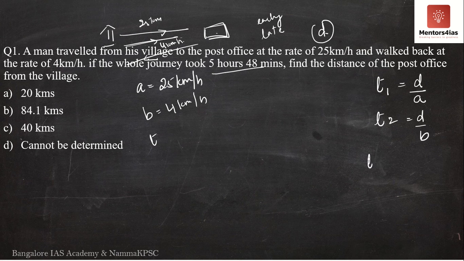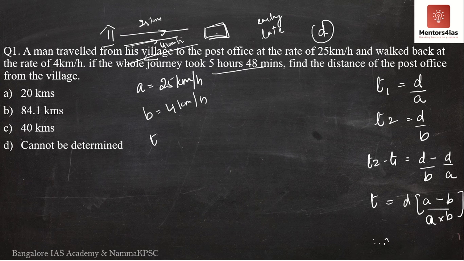Then I said T2 minus T1 is equal to D by B minus D by A. Therefore, I assume T2 minus T1 as T itself. Took D common, A here, B other side, A minus B divided by A into B. Therefore, D is equal to A into B divided by A minus B into T. If T is in minutes, I have to take 60. Now, I hope you've understood.